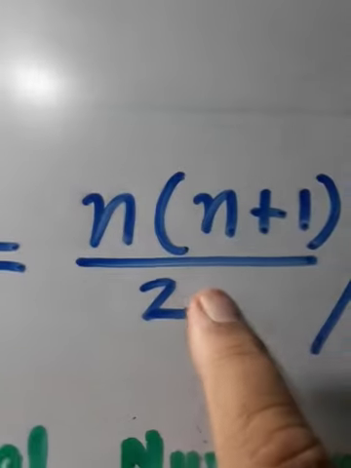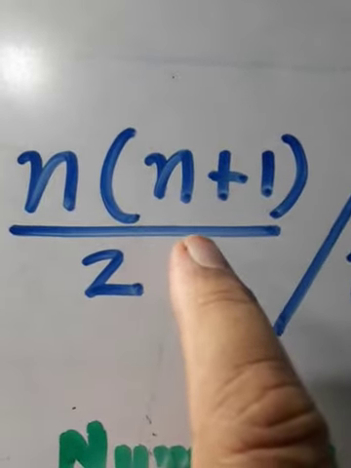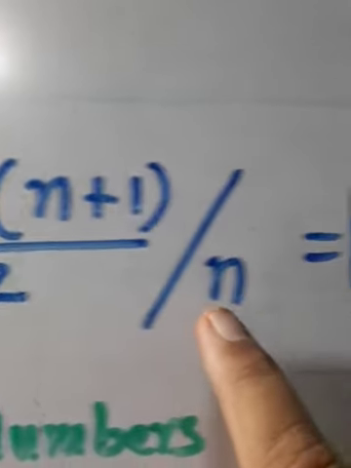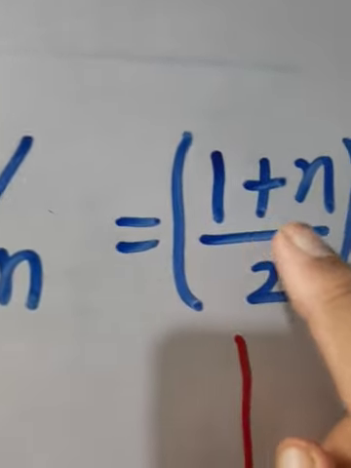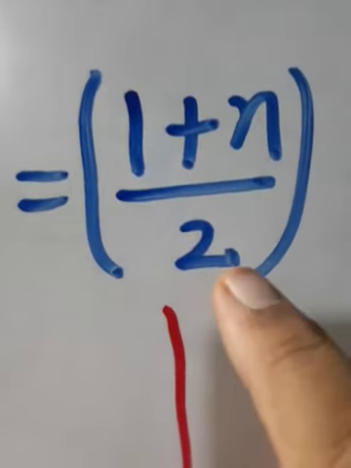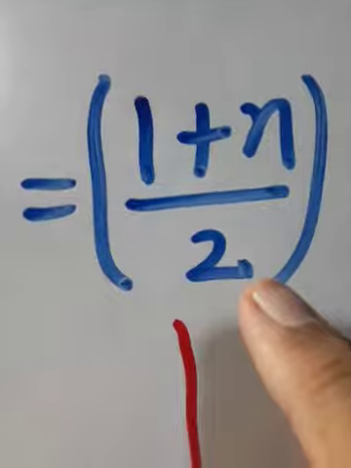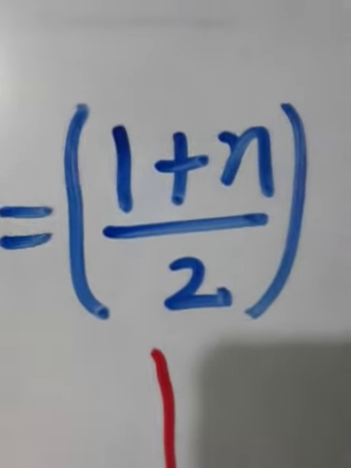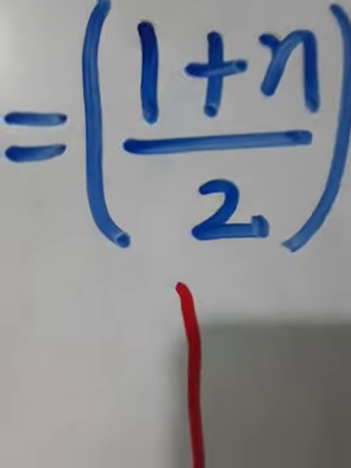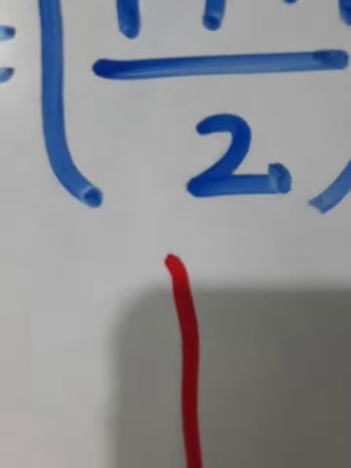The formula for sigma n is n into n plus 1 by 2, divided by n. It becomes n plus 1 by 2, or 1 plus n by 2. First term plus last term divided by 2. This is the formula which I have derived for you, but you can simply remember it. First term plus last term divided by 2.